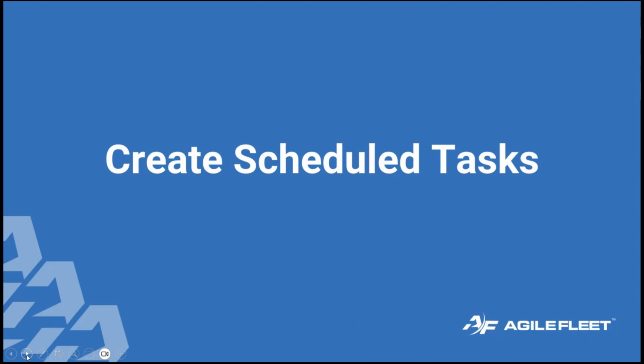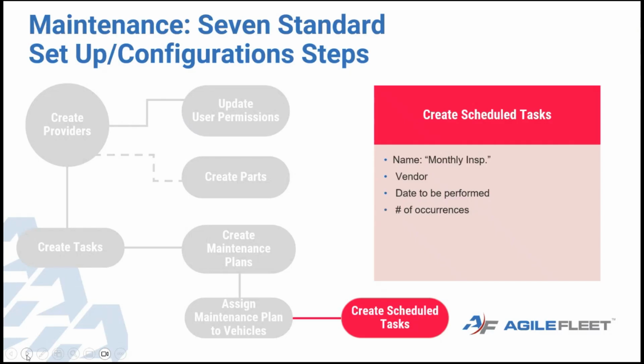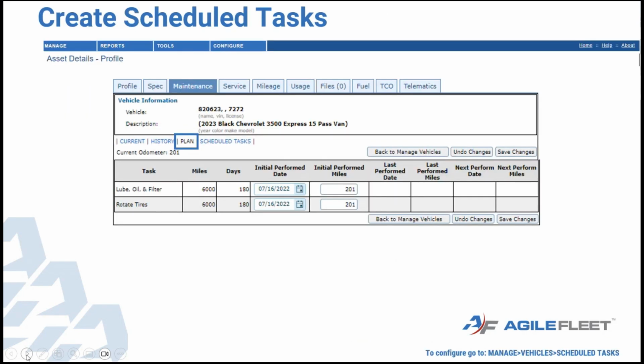Now, along with this, we then have a similar process, which is creating scheduled tasks. The plans are those bundled tasks. You may have those specific tasks like inspections that may need to occur at a specific time every year. And with those scheduled tasks, you have that ability to do that.